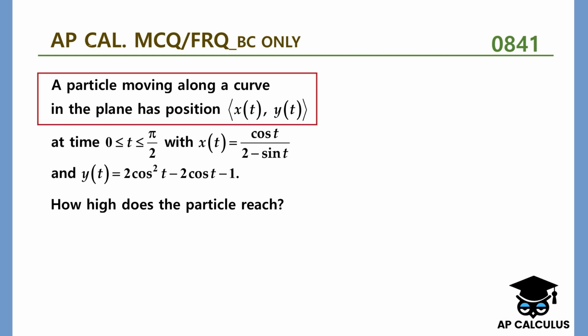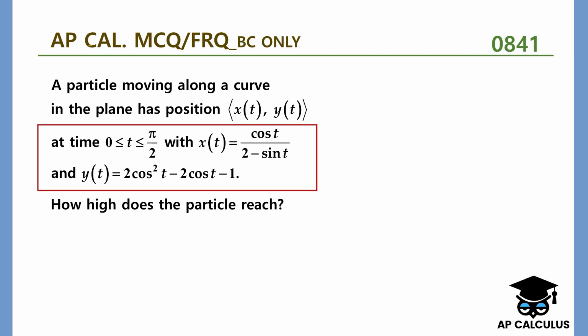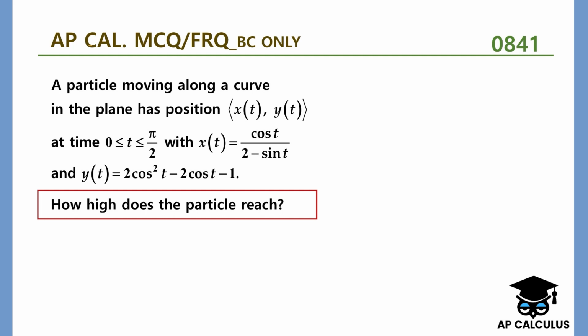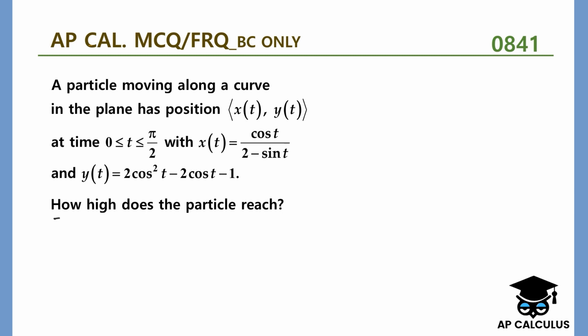Question 841. A particle moving along a curve in the plane has a position (x(t), y(t)) at time t from 0 to pi over 2, with x(t) equal to cosine t over 2 minus sine t, and y(t) equal to 2 cosine squared t minus 2 cosine t minus 1. How high does the particle reach? The question, how high does the particle reach, means they're asking us to find the absolute maximum of the particle in this time interval.